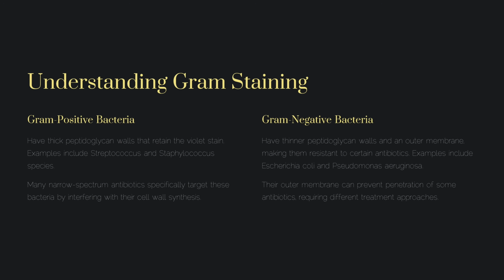In the gram-negative bacteria, they have a thinner peptidoglycan wall and an outer membrane, making them resistant to certain antibiotics. For example, E. coli and Pseudomonas aeruginosa. Antibiotic effectiveness often depends on whether they can penetrate the cell wall or outer membrane. So, understanding gram staining helps in predicting the spectrum.